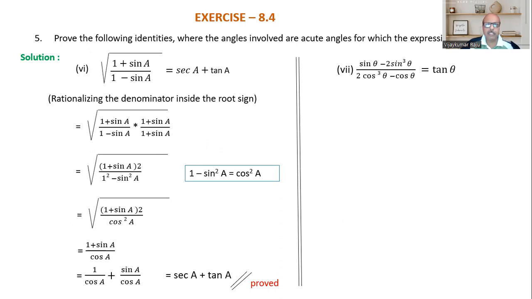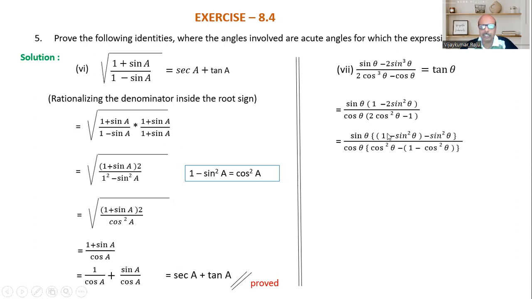Now let us take the second one, the seventh one. You will see here sine theta, sine raised to 3 theta, cos theta, cos raised to 3 theta. So let us take out sine common first. It becomes 1 minus 2 sine square theta. Take out cos common, 2 cos square theta minus 1. Now minus 2 sine square, that means sine square is there 2 times. And 2 cos square means cos square is also 2 times.